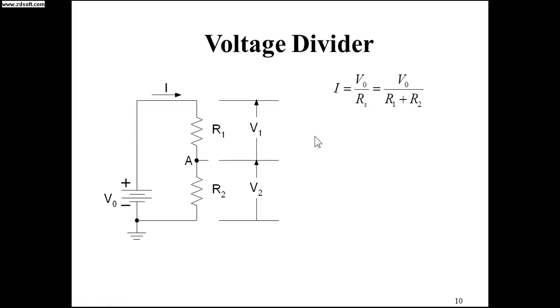Now you can write the current expression for the same circuit. I is equal to the voltage appearing across it divided by the series resistance. So the total current I is equal to the total voltage divided by the total resistance, that is the equivalent resistance obtained by the series circuit, that is R1 plus R2.